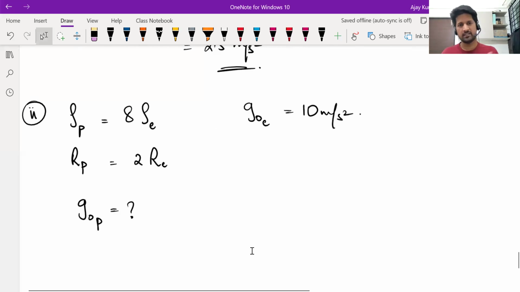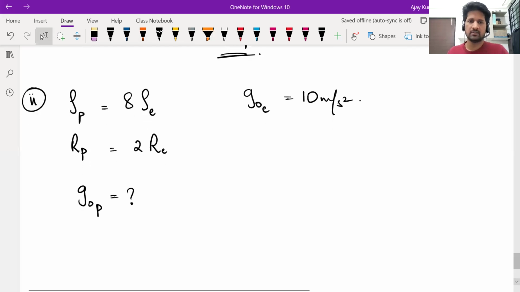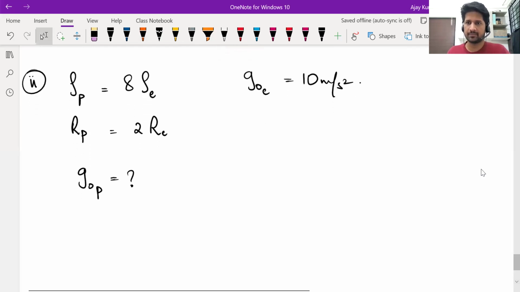So this time the mass ratio is not given. Instead, the density ratio is given. So all you have to do is think of the relation between mass and density, and then you can solve this. Do it, all of you. I'll give you 3 minutes.